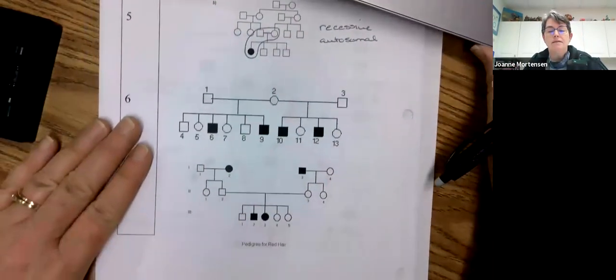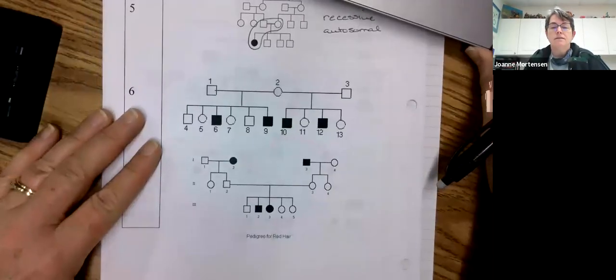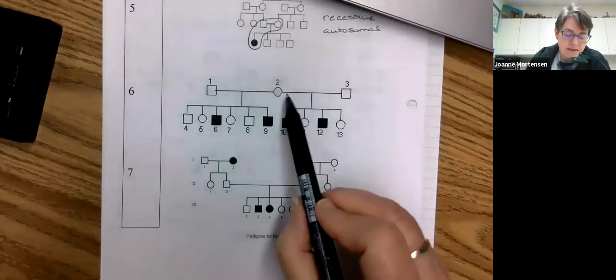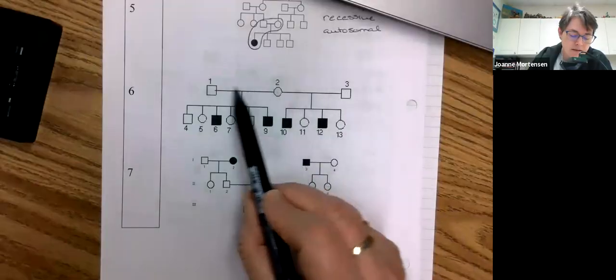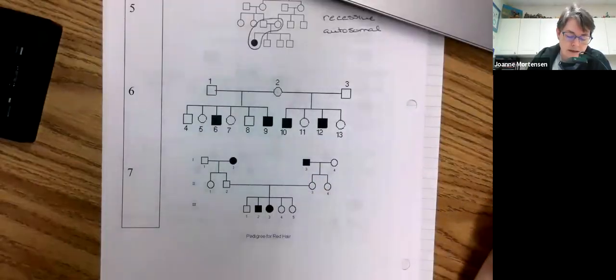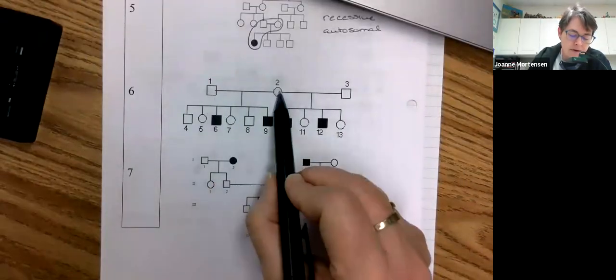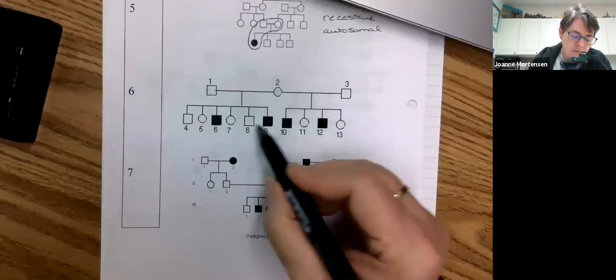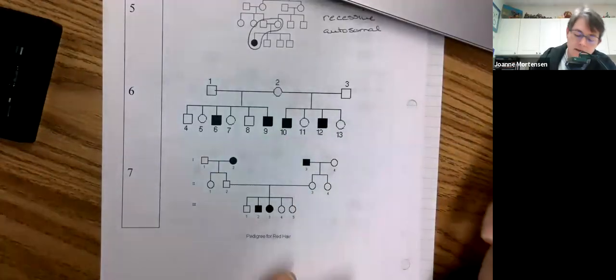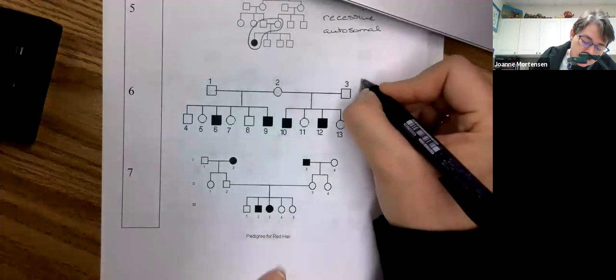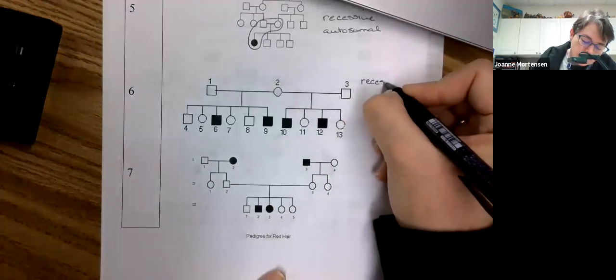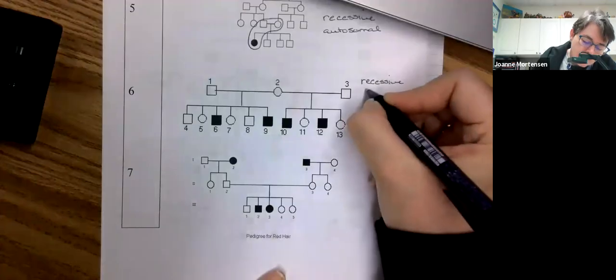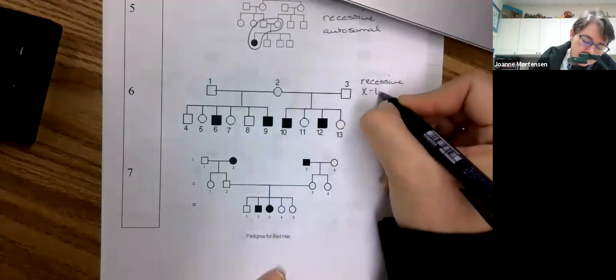All right, next one. This means this one was married twice. Okay, but nobody in this row has the trait, and we've got boys down here that have the trait. So I'm going to say this is recessive and X-linked.